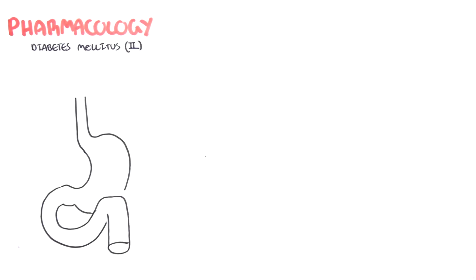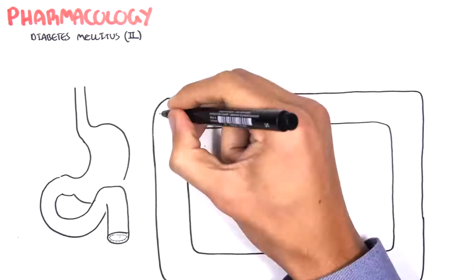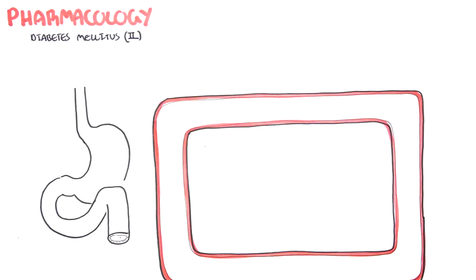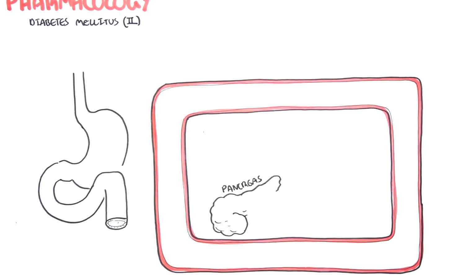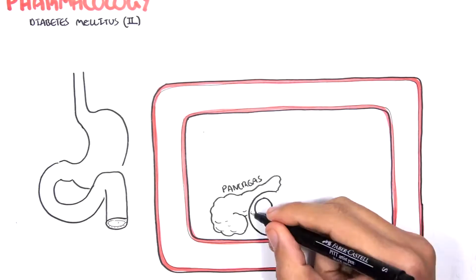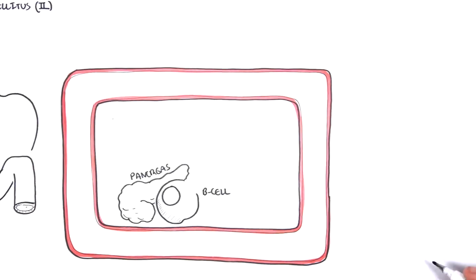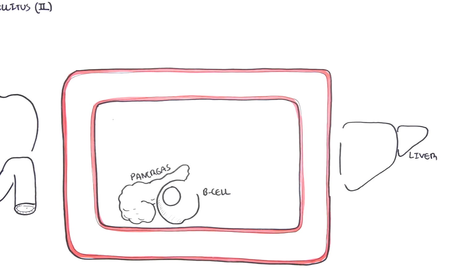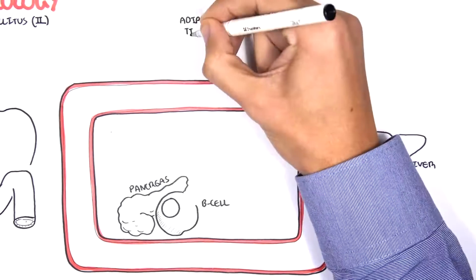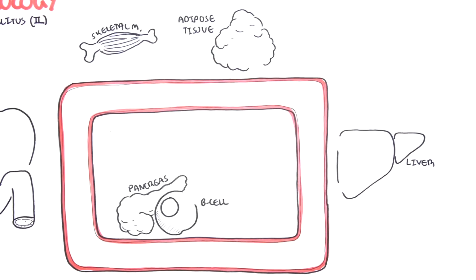So here is the stomach, here is the bloodstream, and here we have the pancreas. Now the pancreas is made up of different types of cells, one of which are these cells known as B cells. And these B cells are the ones that produce the hormone insulin. All right, we'll get back to this. And here is the liver, adipose tissue, which store fat. And here's the skeletal muscles, which actually use glucose as a source of energy.